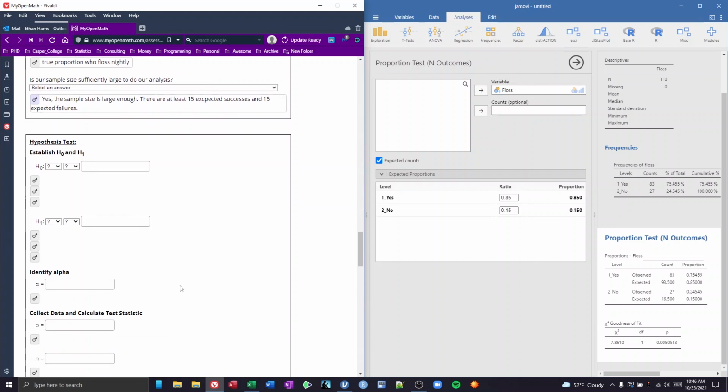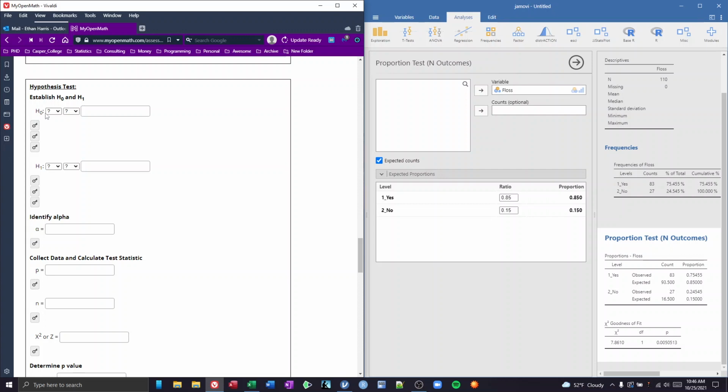Okay, so let's go ahead and do our hypothesis test now. So what we are going to do is we are dealing with proportions. So we're dealing with the true proportion going to be equal to 85%, because that's what the report said.